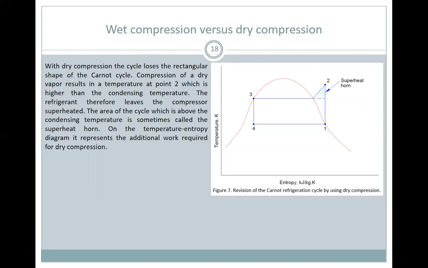With dry compression, the cycle loses the rectangular shape of the cycle. Compression of a dry vapor results in a temperature at point 2 which is higher than the condensing temperature. The refrigerant therefore leaves the compressor superheated. The area of the cycle which is above the condensing temperature is sometimes called the superheat horn. On the temperature entropy diagram, it represents the additional work required for dry compression.